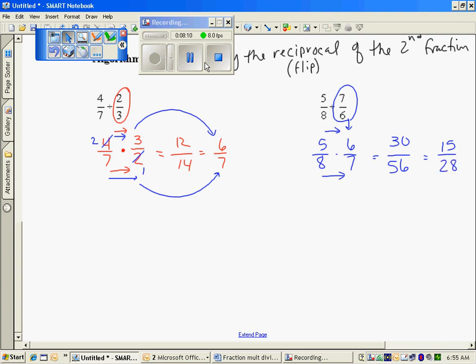Looking back at the original problem before I multiplied, looks to me like 2 goes into 8 4 times, 2 goes into 6 3 times, 5 times 3 is 15, 4 times 7 is 28. Again, you can bypass the simplification if you reduce first. Either way, you'll end up with the same answer.